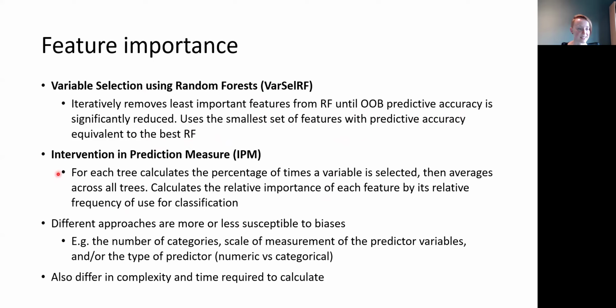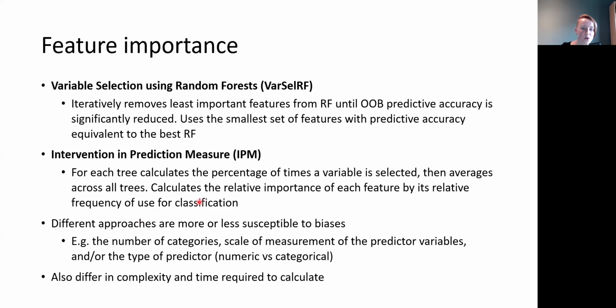And finally, there's something called the variable importance based on selection frequency, which for each tree calculates the percentage of times that a variable is selected and then averages this across all the trees. And this calculates essentially the relative importance of each of these features based on its relative frequency of use for classification.